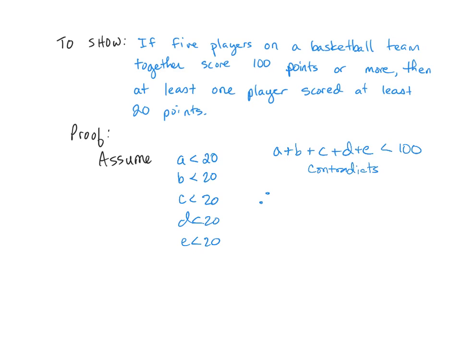So therefore, and we can use this symbol, at least one player scores 20 points. At least. And so this is, I'm going to go ahead and put this up here, contradicts the given. And then in math circles, we put a little square here, sometimes colored in, sometimes not. But it's basically our way of saying that we've proven what we want to prove. Okay?